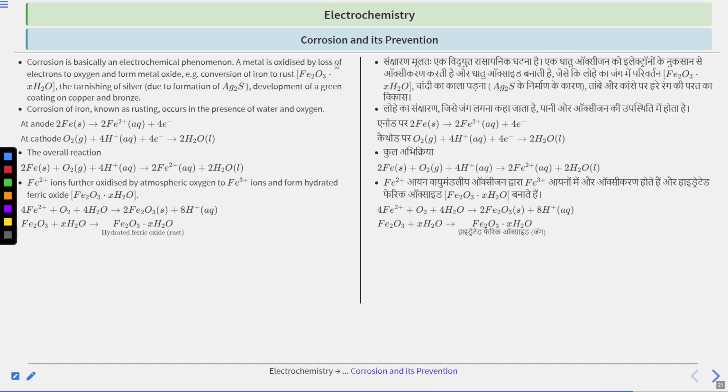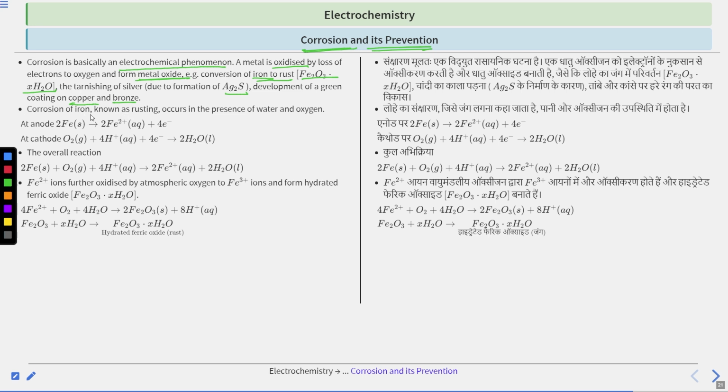Okay, so let's talk about corrosion and its prevention, an important topic while studying cells. Corrosion is basically an electrochemical phenomenon. Metal is oxidized by the loss of electrons to oxygen and forms metal oxide. Examples are the conversion of iron to rust, Fe2O3.xH2O, the tarnishing of silver due to the formation of Ag2S, or the development of a green coating on copper and bronze. These are all examples of corrosion happening.